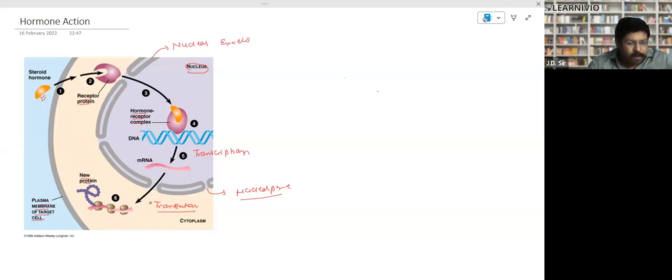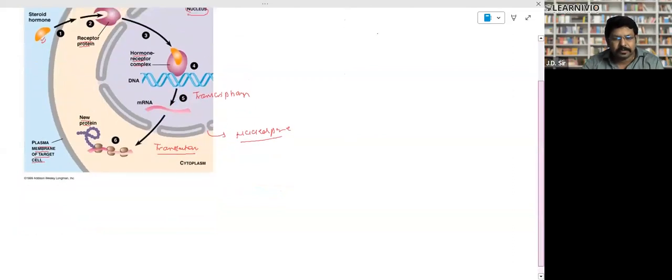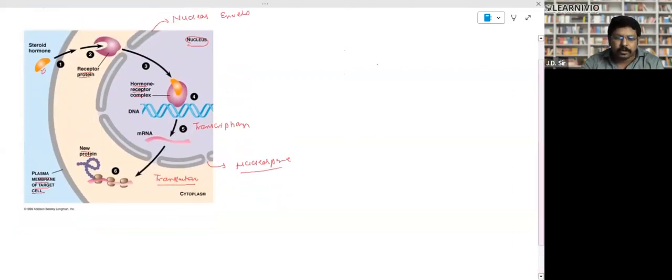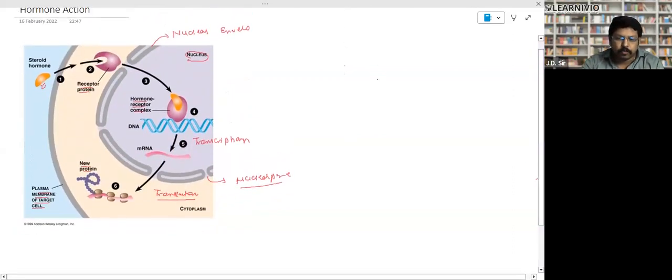Messenger RNA comes out of the nucleus. It starts protein synthesis, and translation is done, and it makes a particular kind of protein which is required, right? So that is the hormonal action, and that's how hormonal action takes place, right? So this was all about this chapter, and this was all about human physiology.